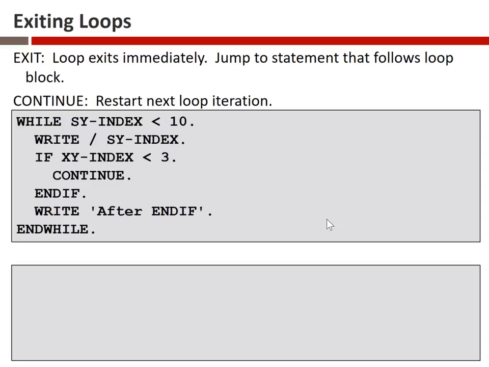ABAP counts starting with 1 because this is your first time through the loop. As soon as it sees the word while, it initializes sy-index to 1, and it's going to write out 1. 1 is less than 3, so I jump back up to the top. As soon as I jump back up to the top, sy-index gets incremented, and so now I'm going to write out 2. It's going to test: 2 is less than 10, yes. It's going to write out 2. 2 is less than 3, which it is, continue, I go back up to the top.